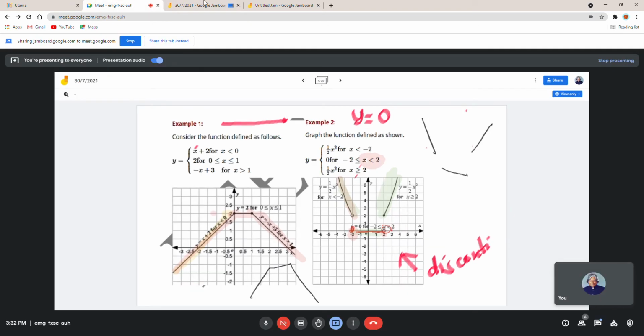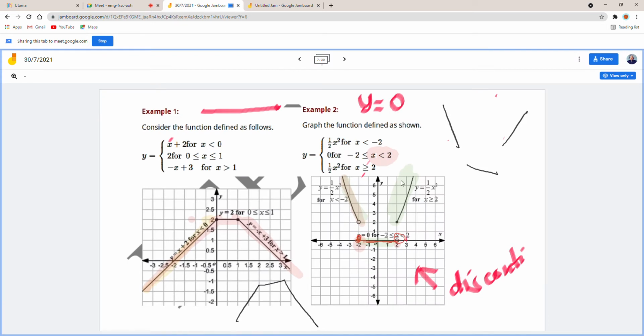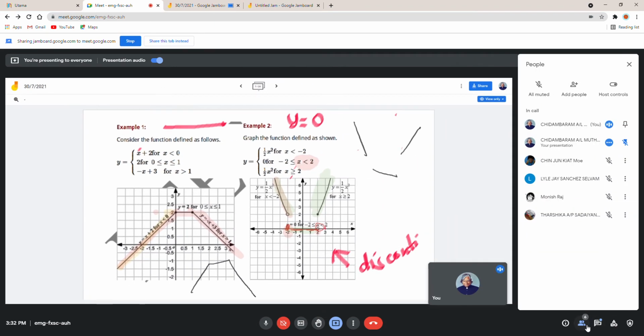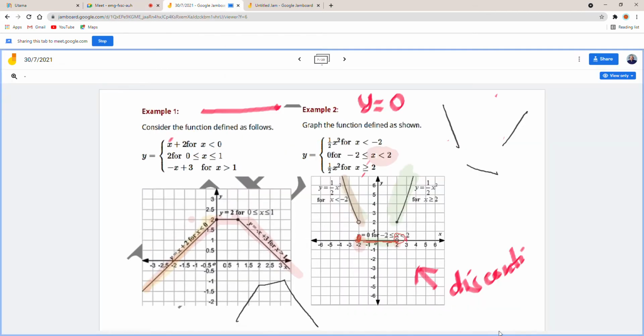Okay. And this one is discontinuous. Okay, understand, right, everyone? Understand? Repeat the discontinuous. You know why it is discontinuous? Because it didn't connect. Like this one is connected. Can you see this one is connected? But this one didn't connect. That's why I call it discontinuous.